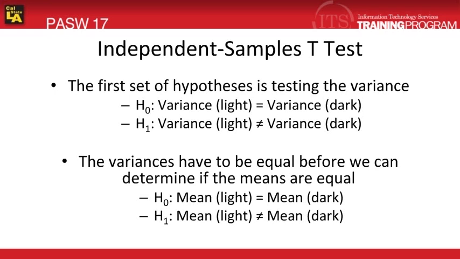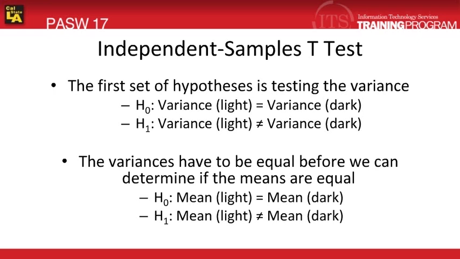An independent samples t-test is also used to compare the means of two independently sampled populations. The first set of hypotheses in an independent samples t-test is testing the variance. It has to be assumed that within each population, the variable of interest is normally distributed with equal variances to move on and determine if the means are equal. Afterwards, we can proceed to evaluate whether there are significant differences in the means of the two independently sampled populations.